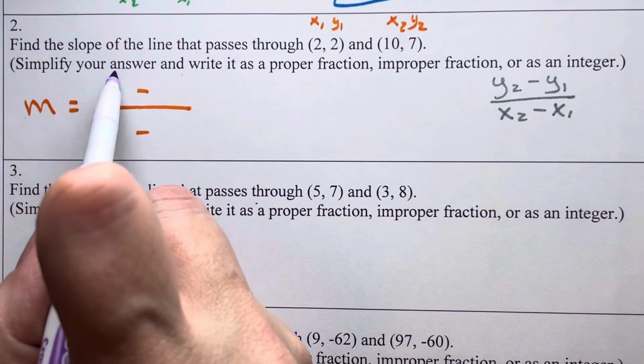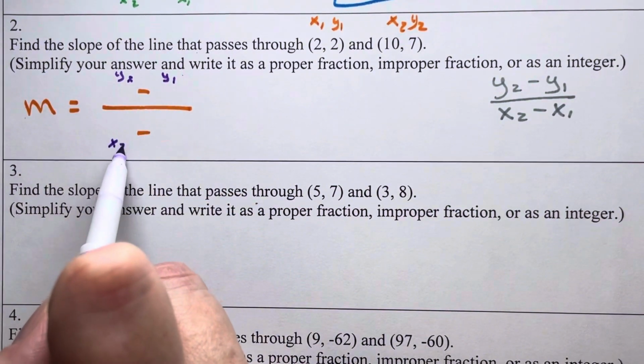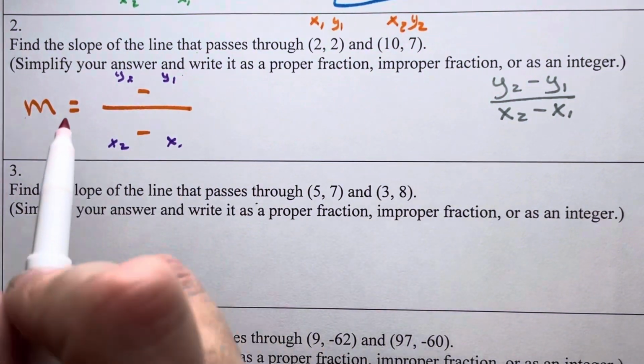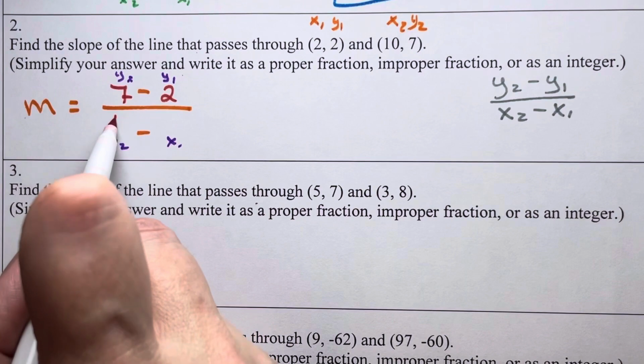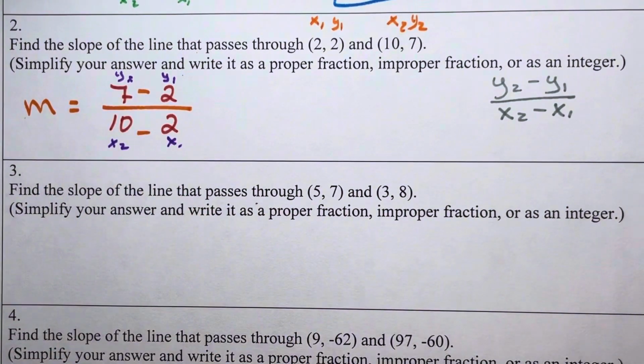We have a y2, a y1, an x2, and an x1. Let's place in our values. Y2 has a value of 7. Y1 has a value of 2. X2 has a value of 10. X1 has another value of 2.